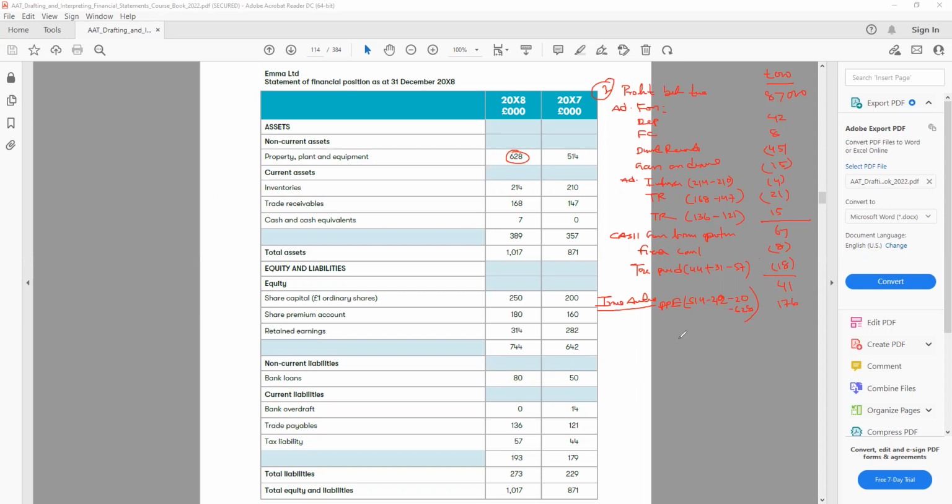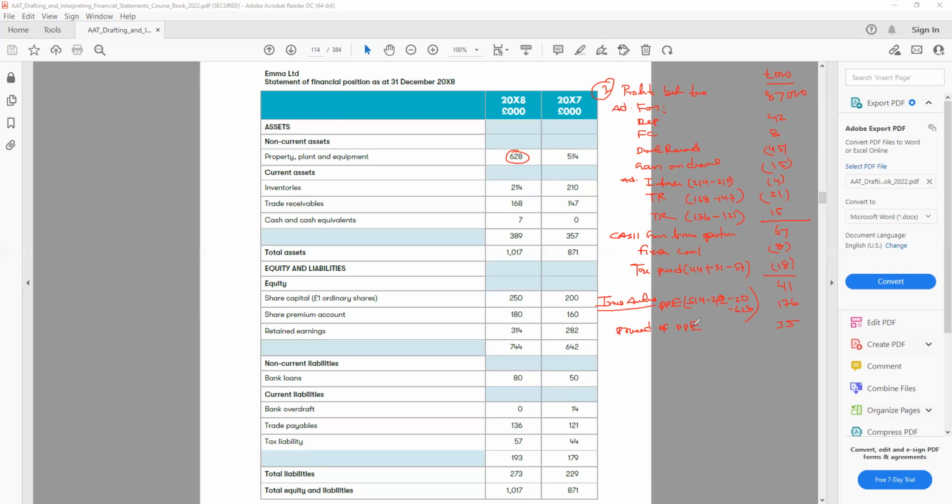176. Also we need to look at, is there any proceeds or disposal of non-current assets? So proceeds of PPE, that means, is there any asset we have sold? If the question said we sold one asset, the carrying value was 20, and we sold it with a gain of 15. So that means we sold it for 35. The carrying value right now was 20 pounds, and I sold it with a profit of 15. So 20 plus 15, I sold it for 35. The whole 35 will be investing activities.